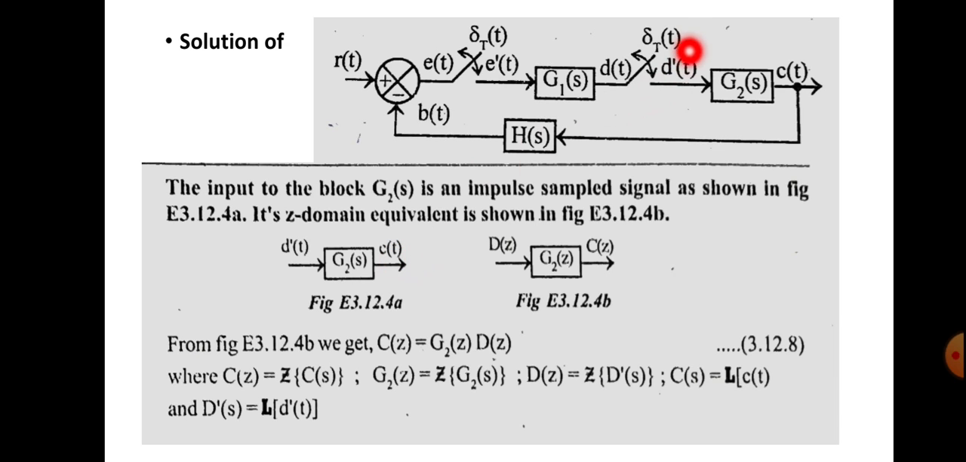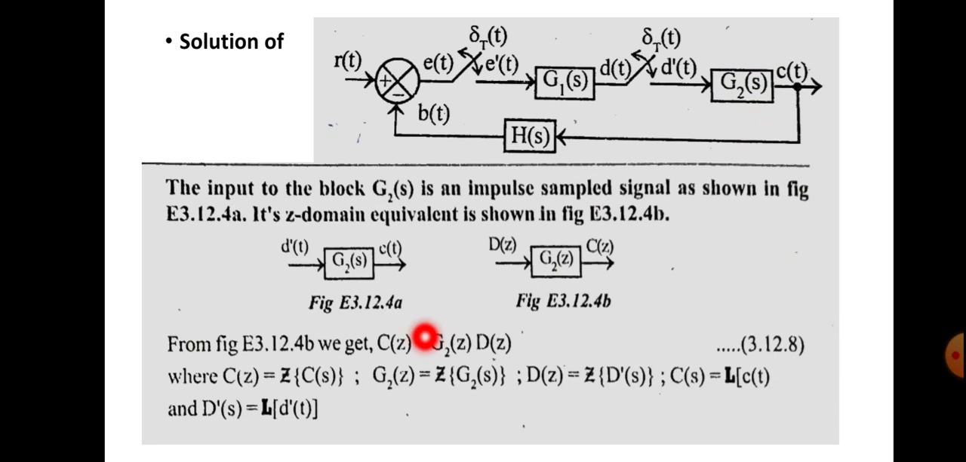Since a sampler is applied at the input of this block, it can be represented as the Z transform block G2 of Z. Then the input will be D of Z and the output will be C of Z. In terms of Z transform, we can represent it like this. So this can be represented by the equivalent block diagram like this. Here you can write C of Z will be equal to D of Z multiplied by G2 of Z. So G2 of Z into D of Z will be C of Z. Whenever a sampler is given at the input, you can directly write the Z transform of this G2 of S.